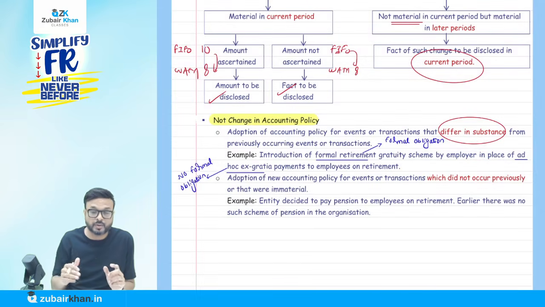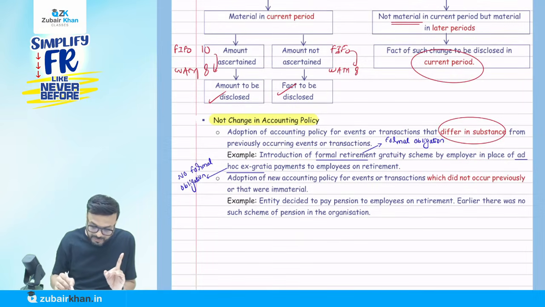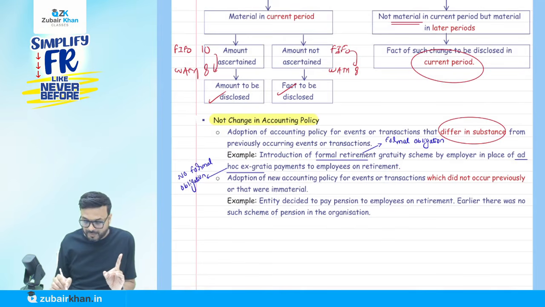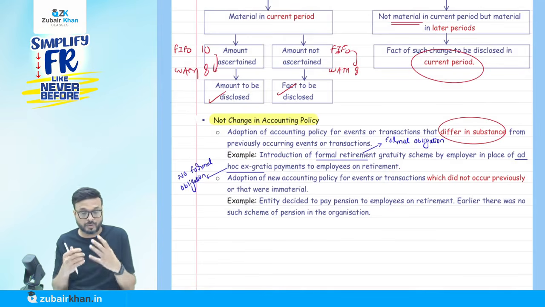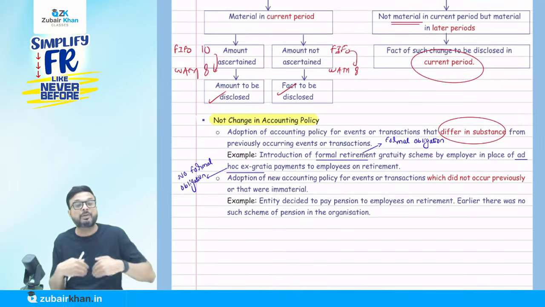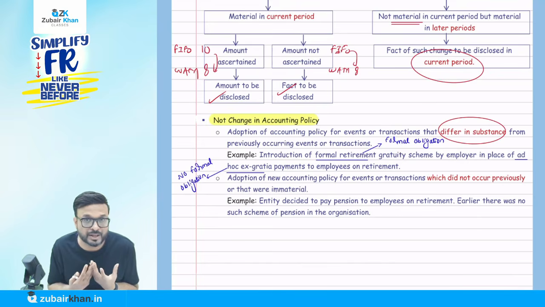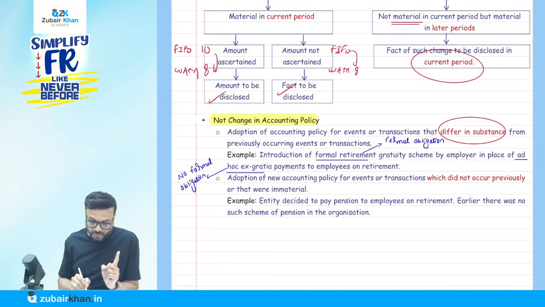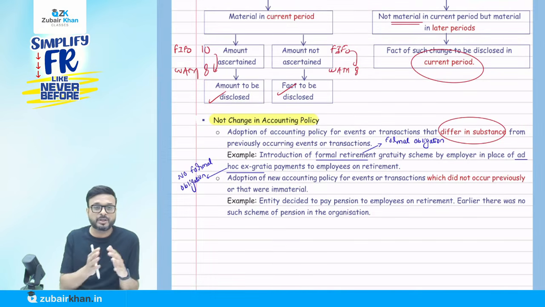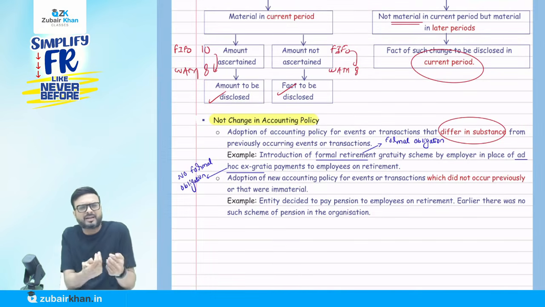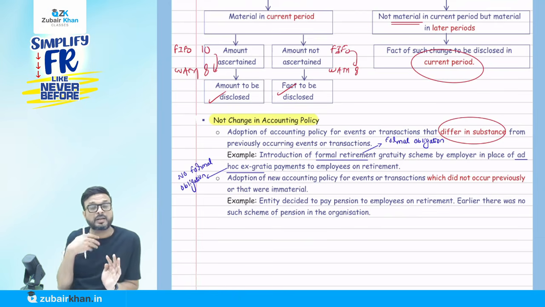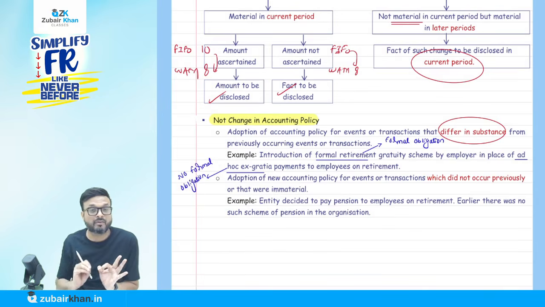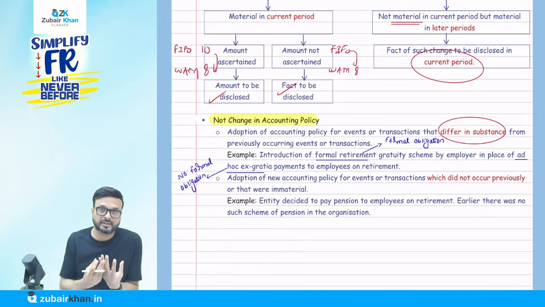So it will be easy for you to understand through an example. They say that introduction of a formal retirement gratuity scheme is a formal obligation. Now, the employer will pay the employee the retirement gratuity benefit that year. It's formally announced that year. But in place of ad hoc ex gratia, meaning no formal obligation previously, previously we gave it voluntarily. Now we formally announce it, and we have an obligation that we have to pay this gratuity.